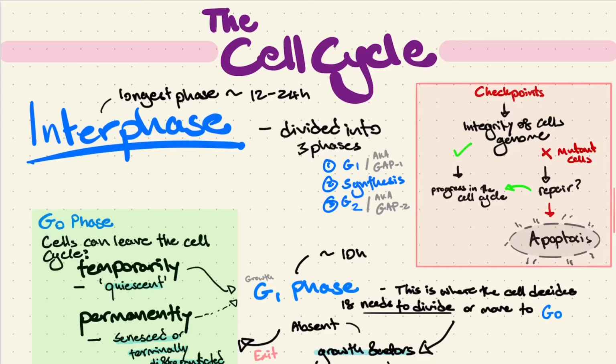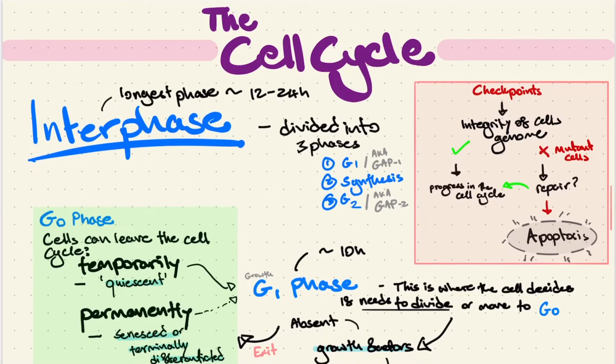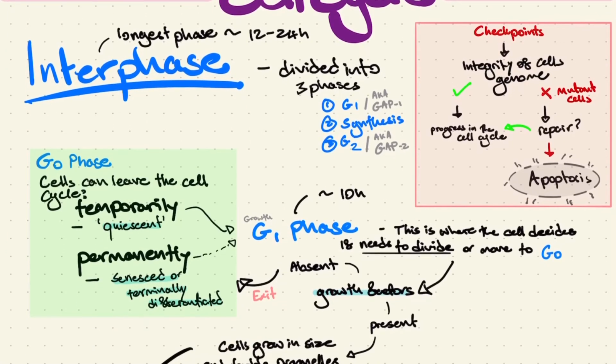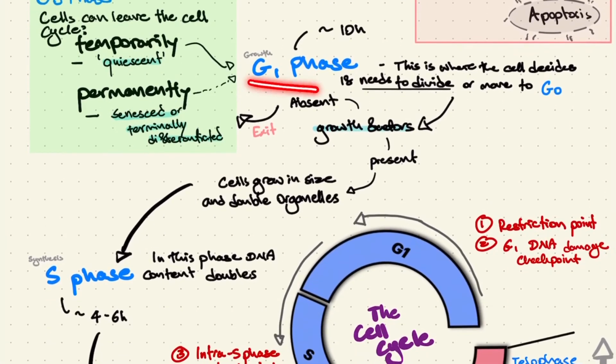So, this is the longest phase. It's about 12 to 24 hours long, and it's divided into G1, S, and G2 as I mentioned earlier. Now, it's important to note that G1 and G2 are also known as gap 1 and gap 2. I like to think of G1 and G2 phases as growth phases in which the cells are growing as preparation for the next phase. So, the first phase in interphase is the G1 phase.